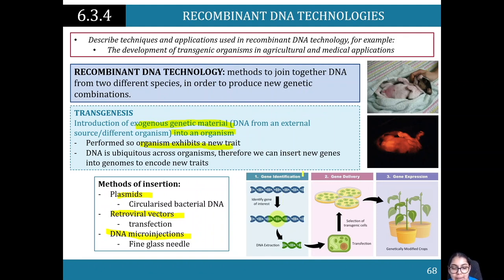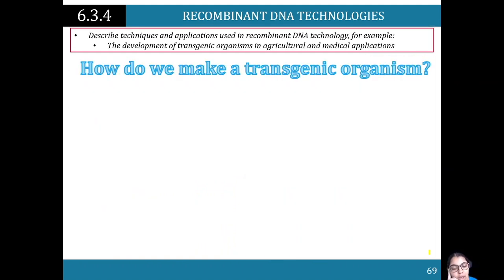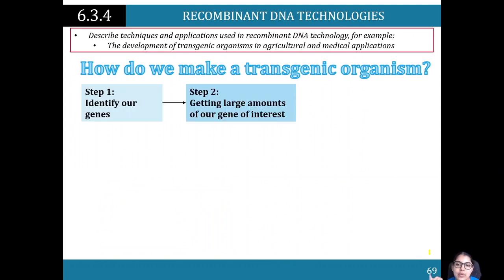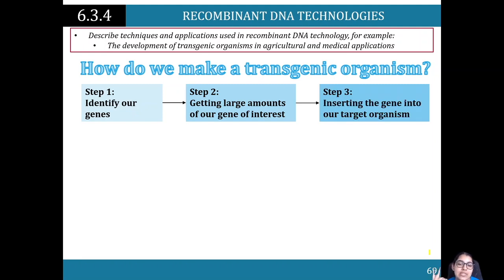So what do we do? We begin by identifying a gene of interest. We extract that gene, deliver it, put it in a culture, and then grow it so that we can have a genetically modified crop. So how do we make a transgenic organism? The first thing we do is identify our genes, then we get large amounts of the gene of interest, and then we insert the gene into a target organism.